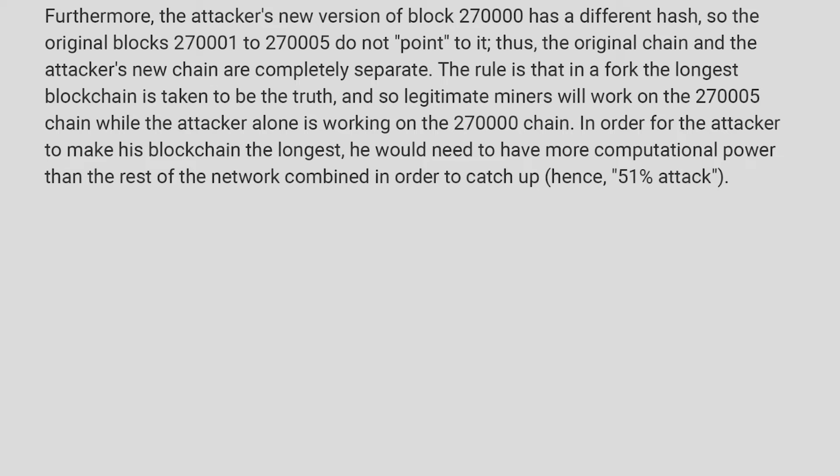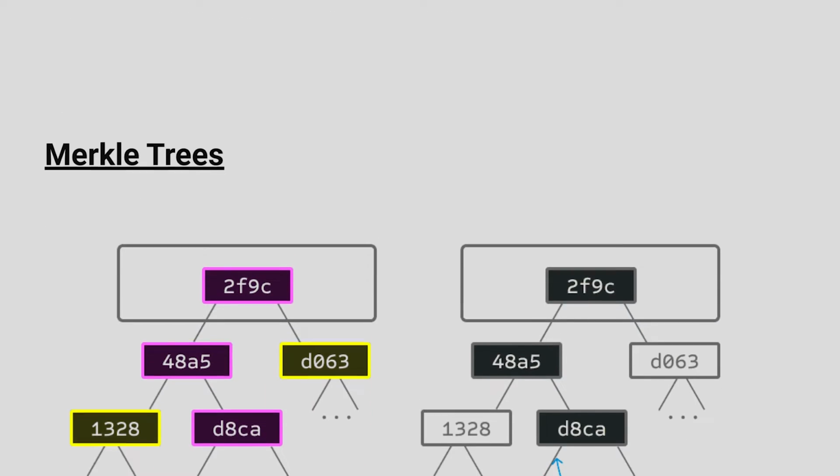The rule is that in a fork, the longest blockchain is taken to be the truth, and so legitimate miners will work on the 270,005 chain, while the attacker alone is working on the 270,000 chain. In order for the attacker to make his blockchain the longest, he would need to have more computational power than the rest of the network combined in order to catch up, hence the 51% attack.